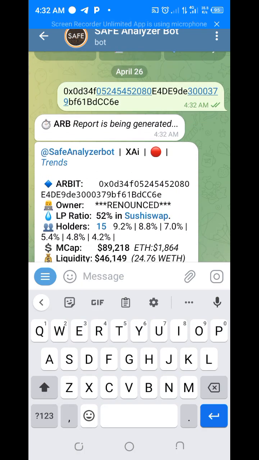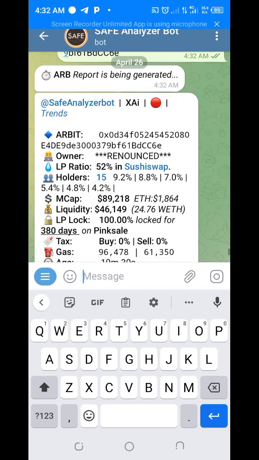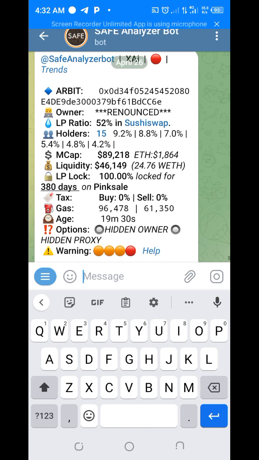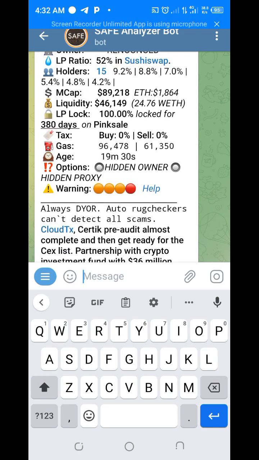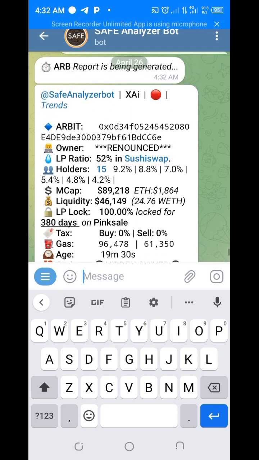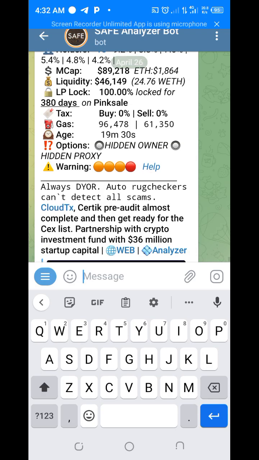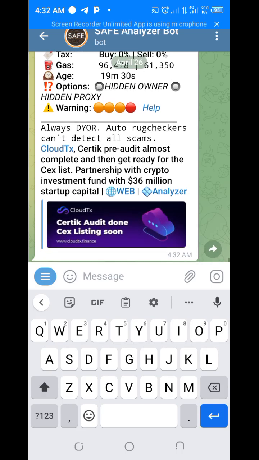I said this token is a scam. At first, look at the token. This is a pure scam token. The buy tax is 0, the sell tax is 0, but this token is absolutely a scam. It's showing a scam warning. This is a scam token.